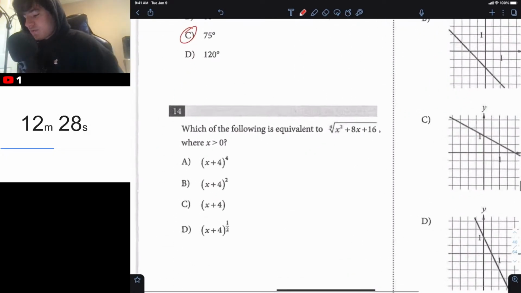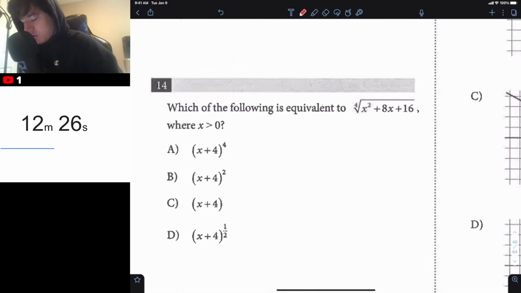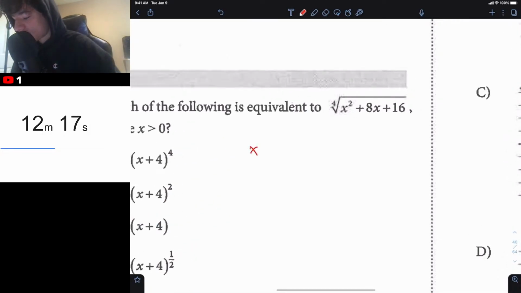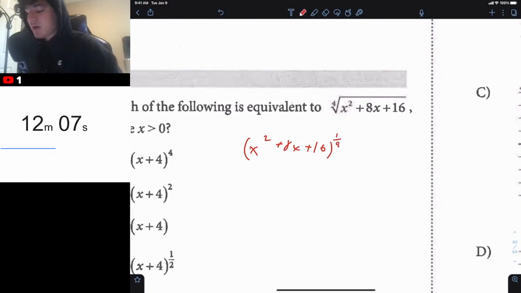All right. Which of the following is equivalent to blah, blah, blah? So I see in the answer choices we're dealing with fractional exponents. So let me change everything into a fractional exponent. So I got x squared plus 8x plus 16 all to the 1/4 power, right? The fourth root is going to be a 1/4 power. I know it might be blurry, but it is a 1/4 power.